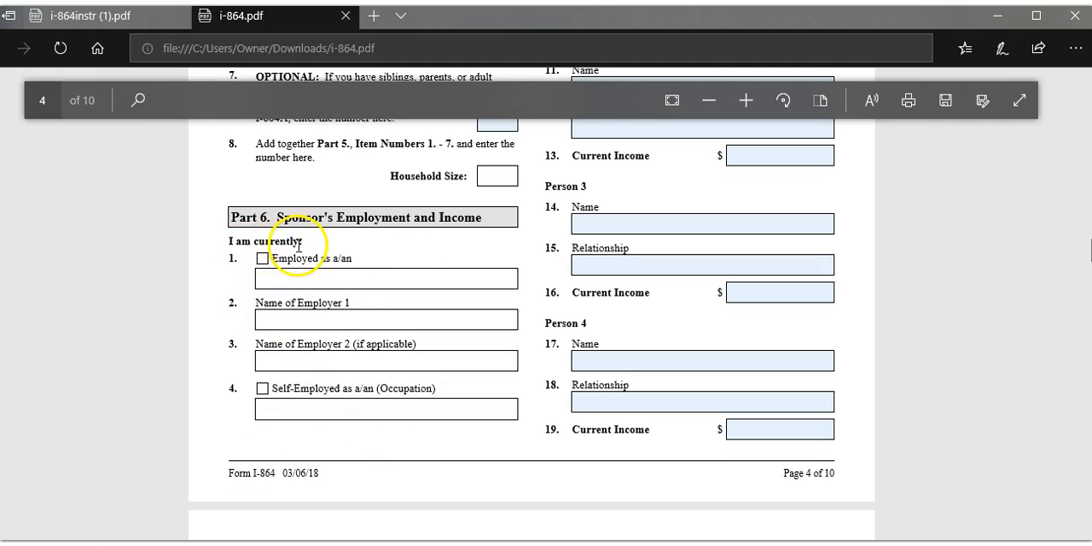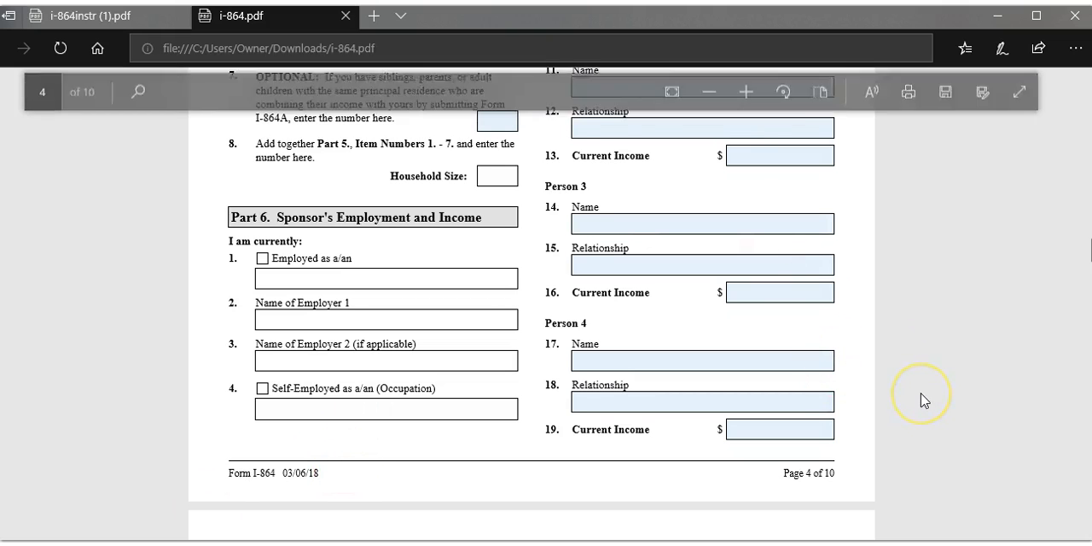So I am currently, and you have to mark what's your case, your situation, employed as, and you have to write down all the info. And this is for your employment and income. Okay, so let's move on.